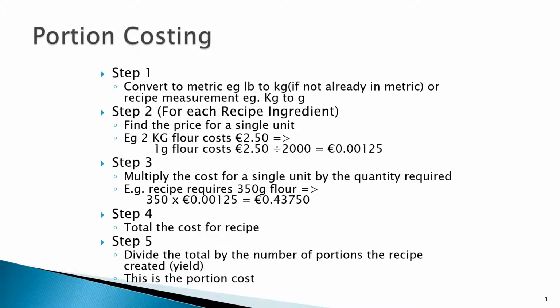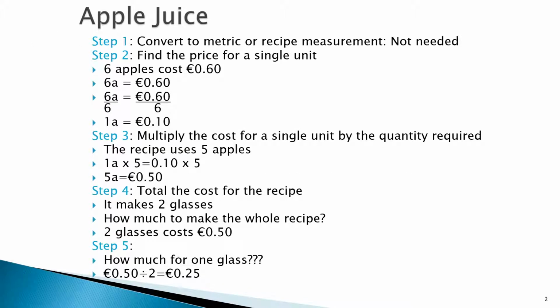So let's go back to the apple juice example now. So the apple juice. Step number one, convert to metric. That's fine. We're in the same measurement that we already were. So find the price of a single unit. We've got 6 apples, okay, costing us 60 cents. So we have to find out the price of a single apple.